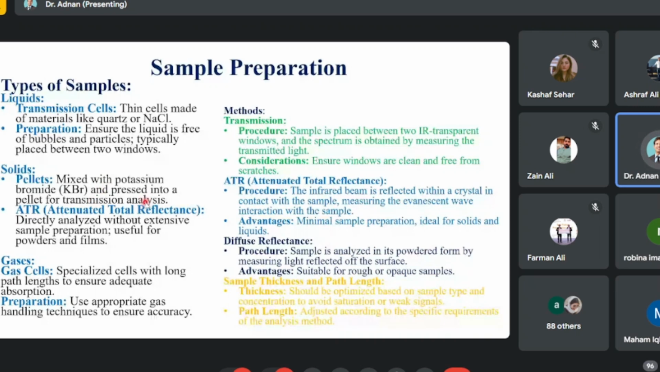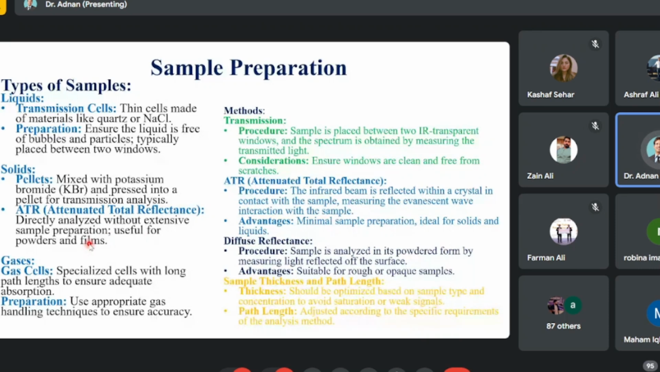If you are using an ATR kit, you can analyze directly without extensive sample preparation. That is very useful for powders and films. You have to put those substances directly over the ATR kit, and you can analyze directly.